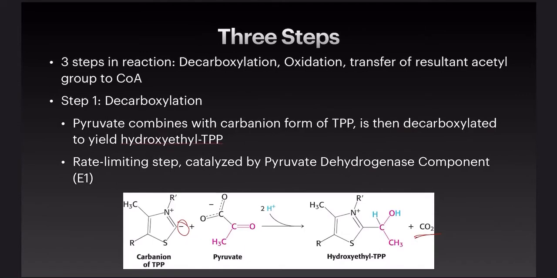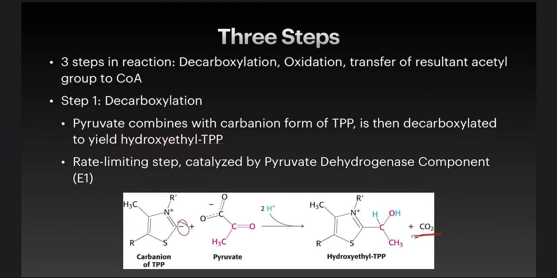Now the reaction proceeds in 3 steps: decarboxylation, oxidation, and transfer of the resultant acetyl group to CoA. In step 1, the decarboxylation, pyruvate combines with the carbanion form of TPP and is then decarboxylated to yield hydroxyethyl TPP. This reaction also gives us CO2. It's the rate-limiting step and is catalyzed by pyruvate dehydrogenase component.